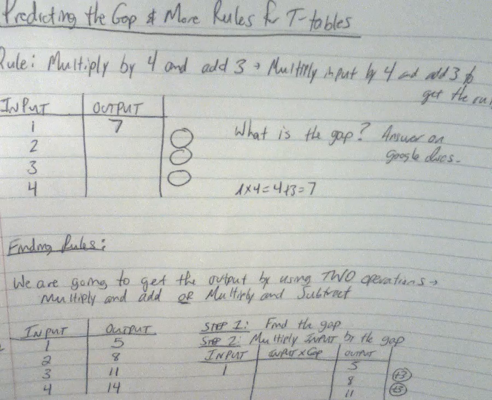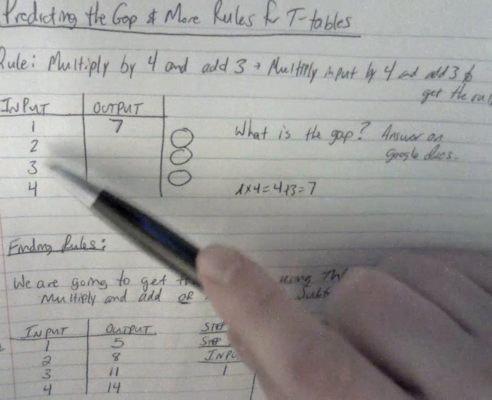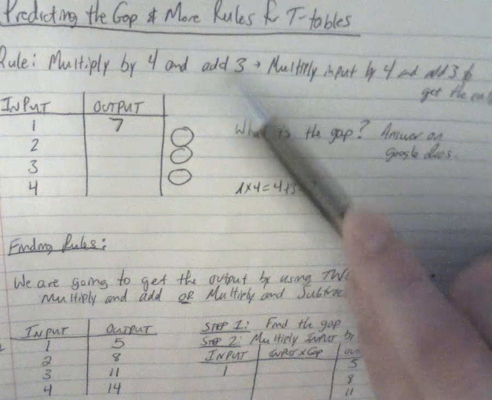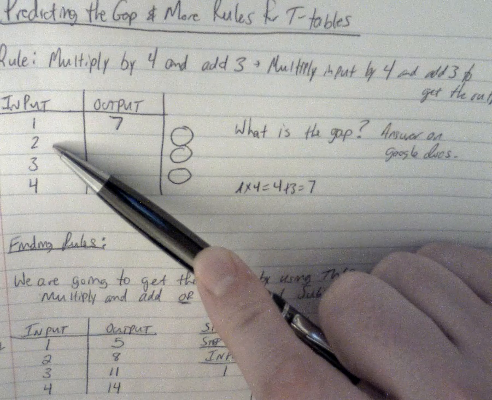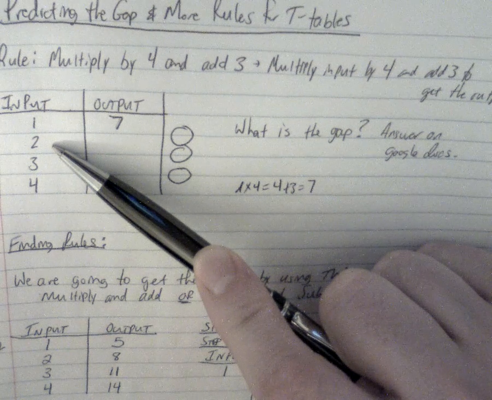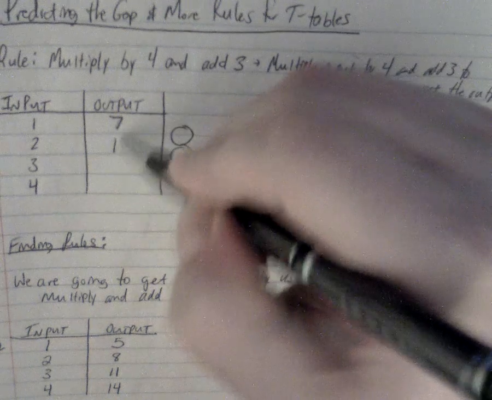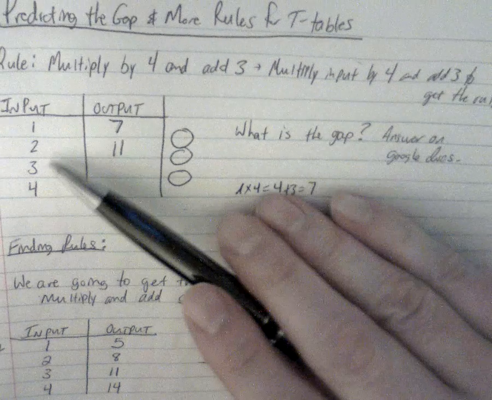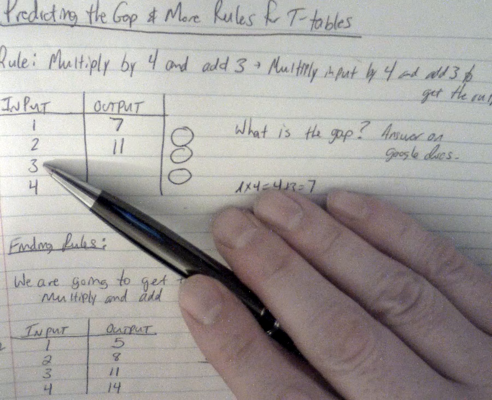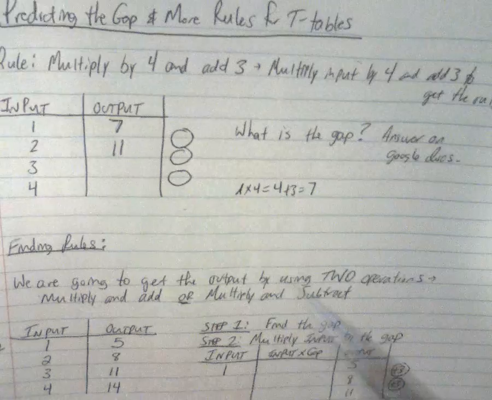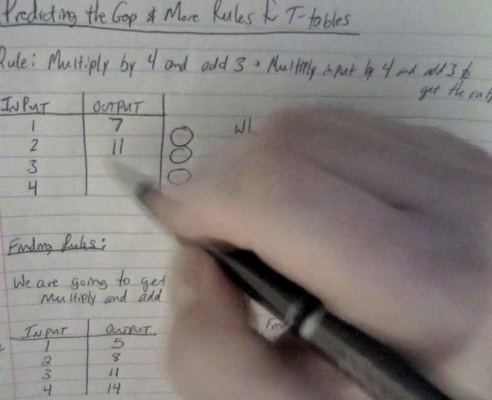We do the same thing to the second number. We multiply it by 4, because that's what it says. Multiply by 4, add 3. 2 times 4 is 8. We add 3: 9, 10, 11. We do the same thing for number 3. 3 times 4 is 12. And we add 3 and we get 15.